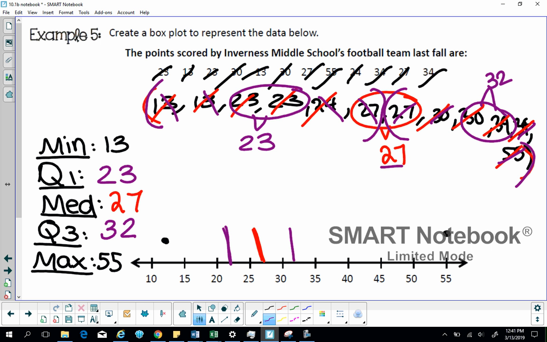See that? And then all you do is you just draw a box like that, and then the whiskers go like halfway through. It's called box whiskers. And that's it.